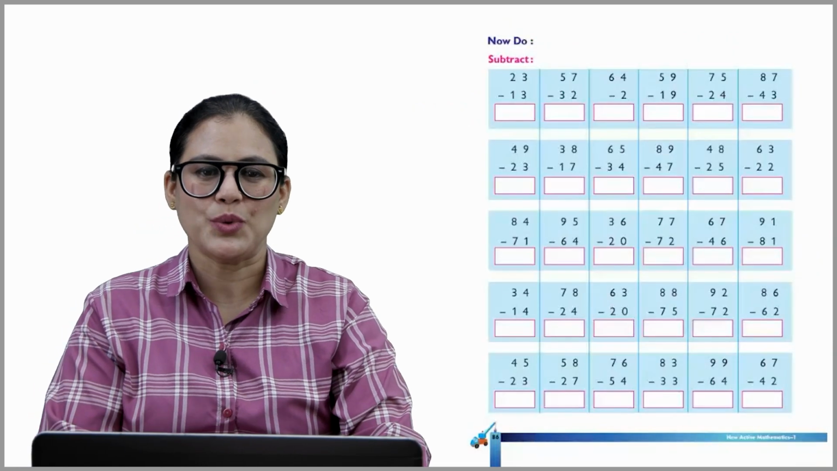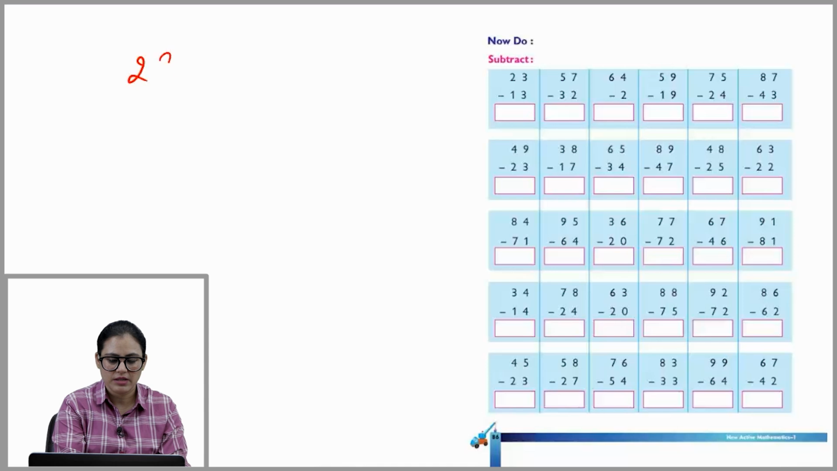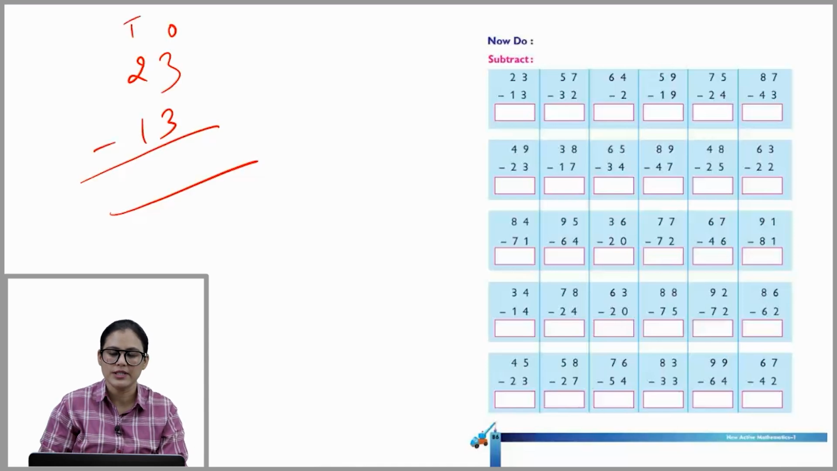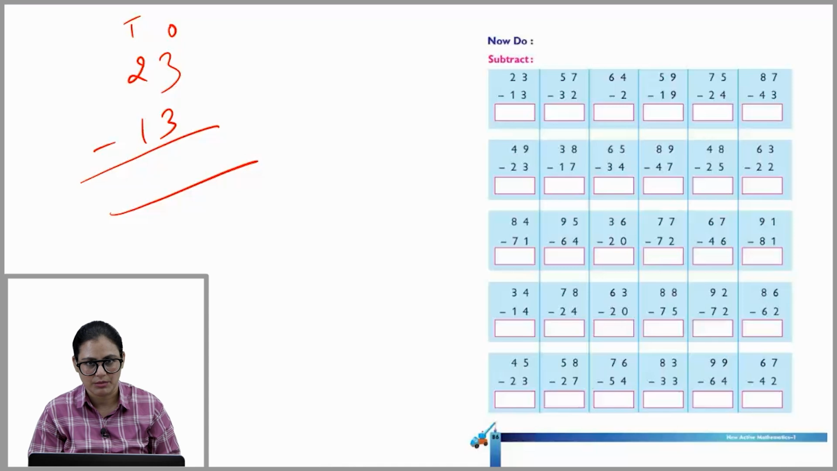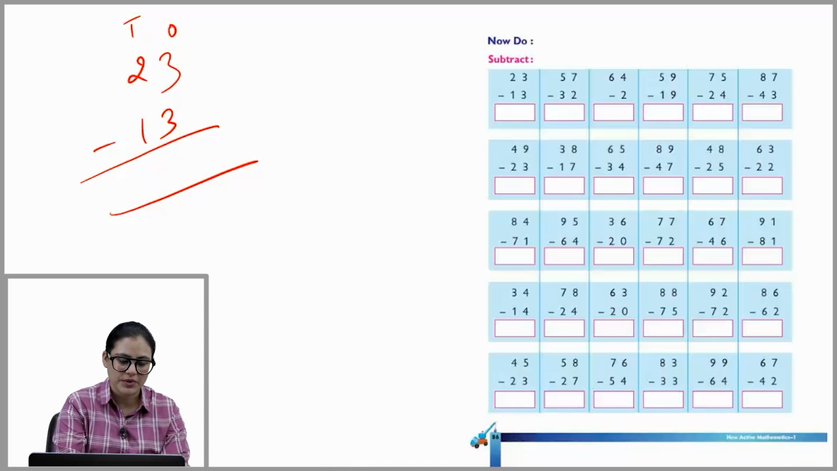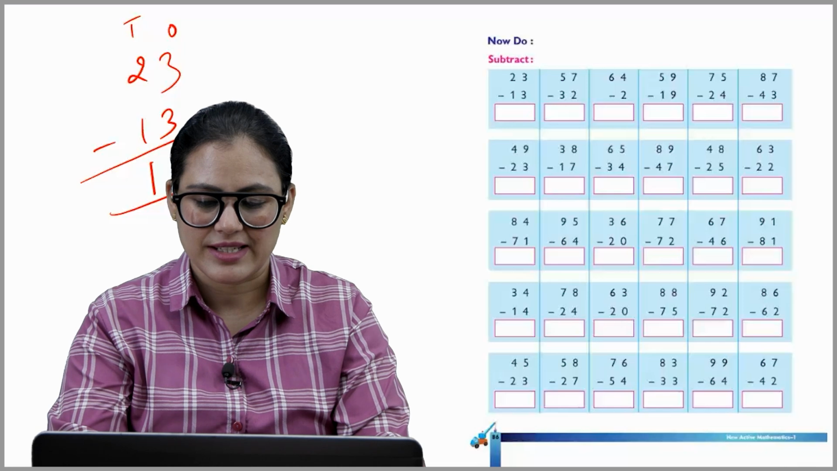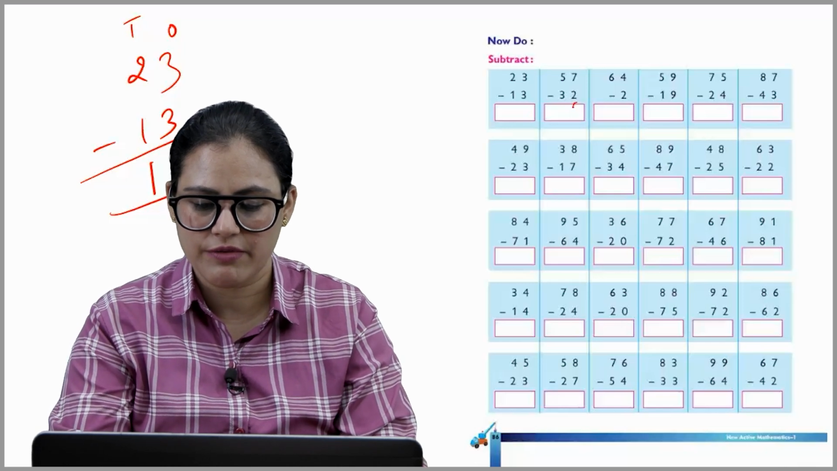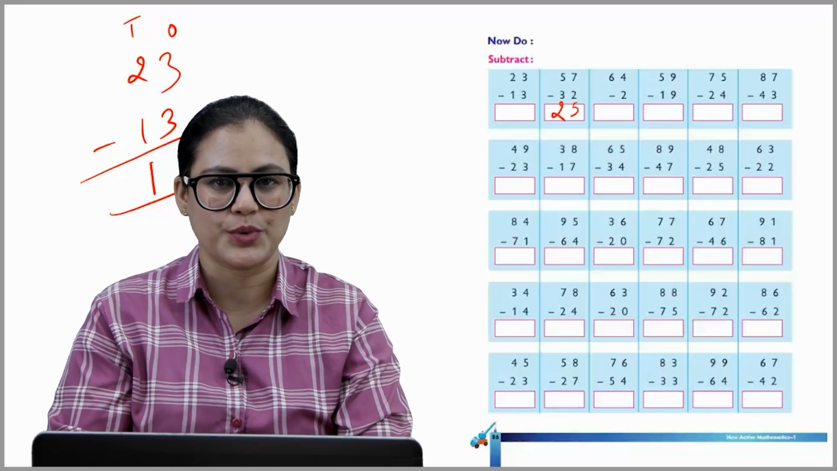Now, let's do subtraction. 23 minus 13. See, ones, tens. First, we will subtract ones number, okay. 3 minus 3 is 0, 2 minus 1 is 1. So, answer is 10. Next, 7 minus 2 is 5 and 5 minus 3 is 2, right.